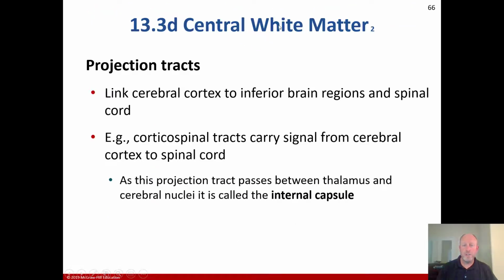As far as projection tracts within the central white matter, they link our cerebral cortex to the inferior brain regions and the spinal cord. Examples are corticospinal tracts that carry signals from the cerebral cortex to the spinal cord. As this projection tract passes between the thalamus and the cerebral nuclei, it is called the internal capsule.